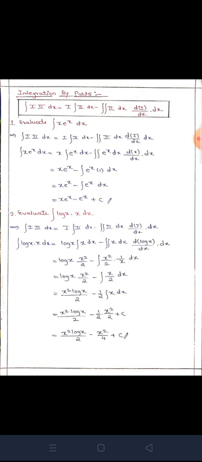So half integration of x dx. Then next step, x square log x divided by 2 minus half integration of x, which is x square divided by 2, plus c. It is the constant of integration. Now simplify: x square log x divided by 2 minus x square divided by 4, because 2 into 2 will be 4, plus c. Okay.